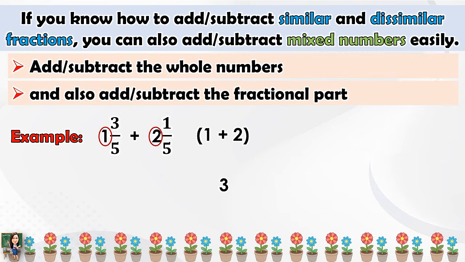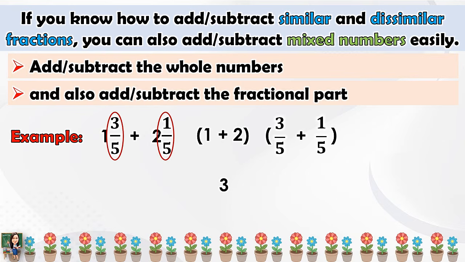And also, add or subtract the fractional part. The fractional parts are 3/5 and 1/5. 3/5 plus 1/5. These are similar fractions. Because they are similar fractions, simply add the numerators. Copy first the common denominator 5. Then add the numerators. 3 plus 1 equals 4. So the answer is 4/5.